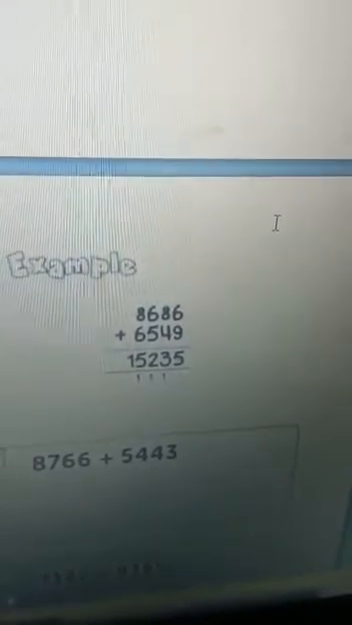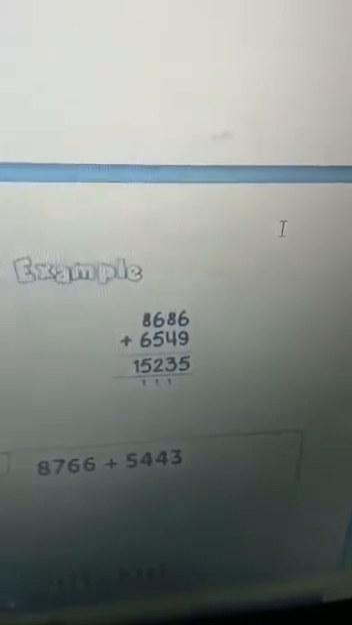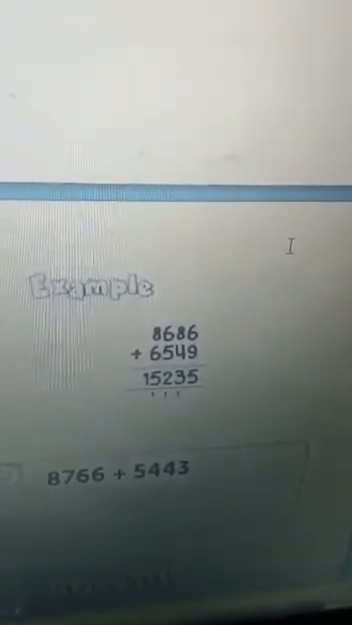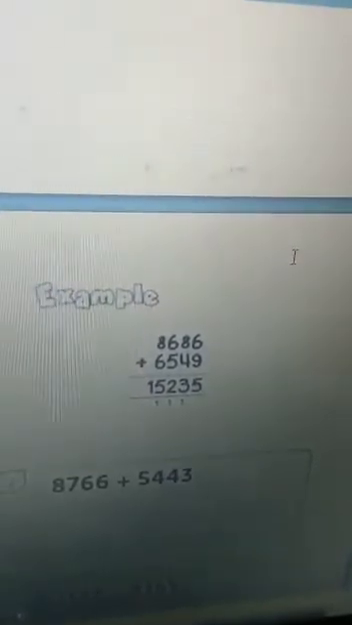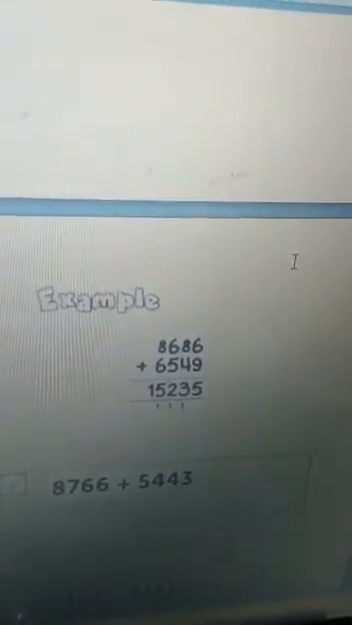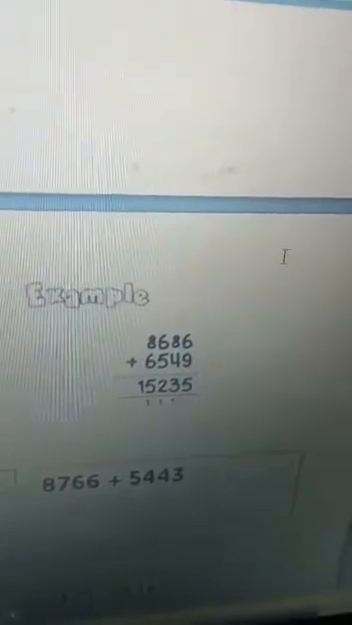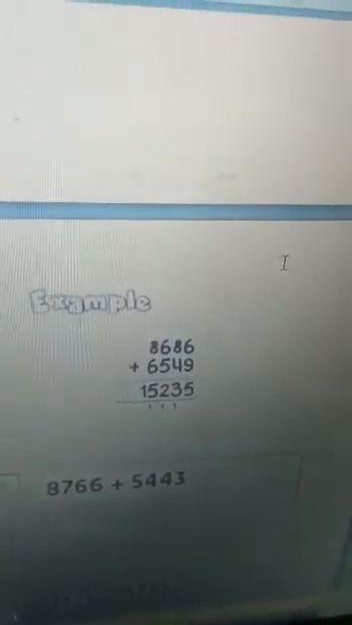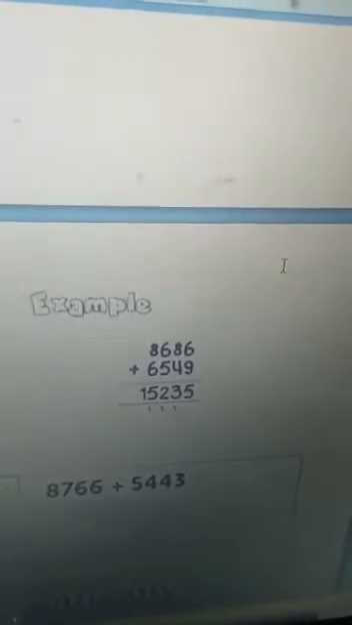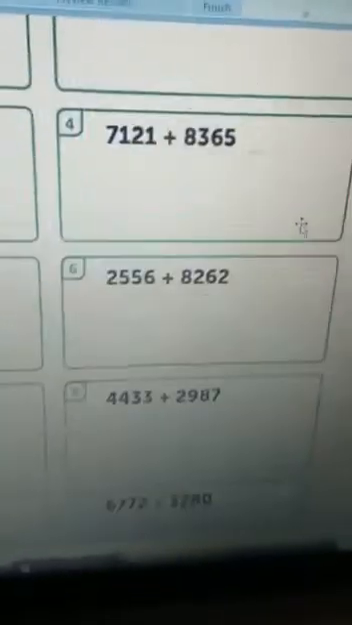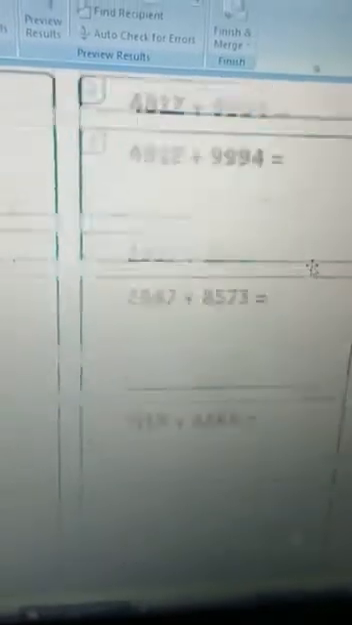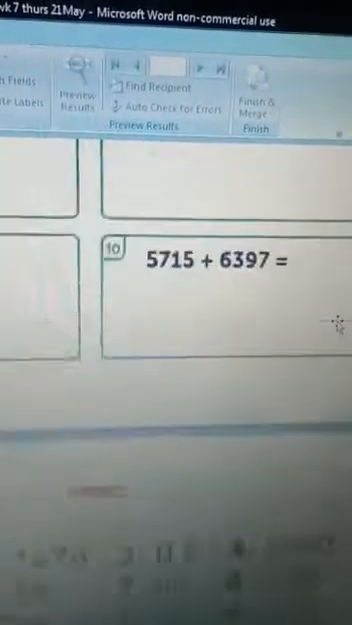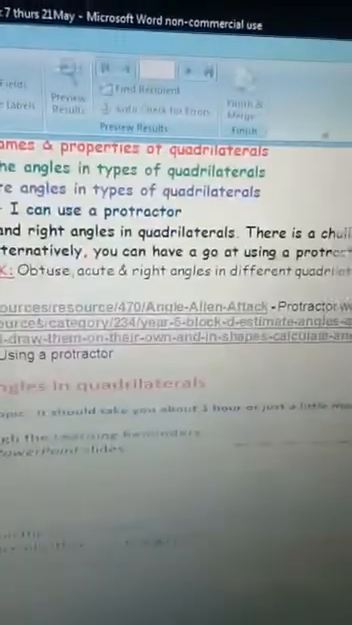600 plus 500 plus 100 is 1200. Put the 2 in the hundreds, carry the 1000 over to the thousands. 8,000 plus 6,000 plus 1,000 carried over gives you 15,235. Okay, see how you can get on with these ones. There are 3 sheets. Do as many as you can, and the answers follow.